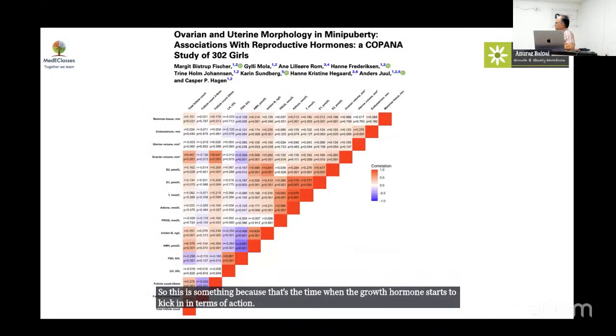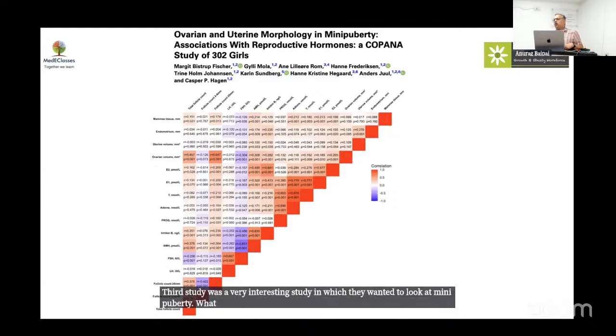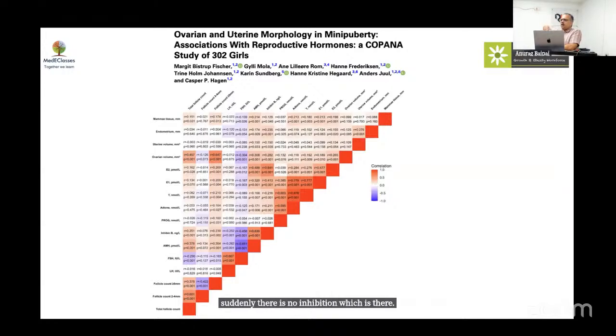The third study was a very interesting study in which they wanted to look at mini puberty. What happens to reproductive hormones, the ovarian morphology, the uterine morphology in mini puberty, and how does mini puberty start and end? So we know that whenever a child is born, suddenly there is no inhibition. And after that, puberty starts up. And then the body realizes that, okay, this is too early to have puberty, so it stops it.